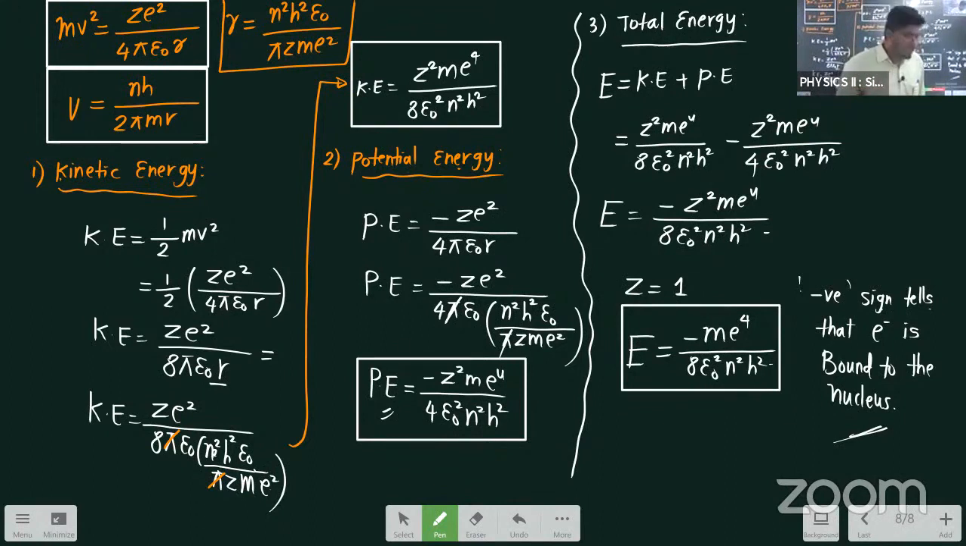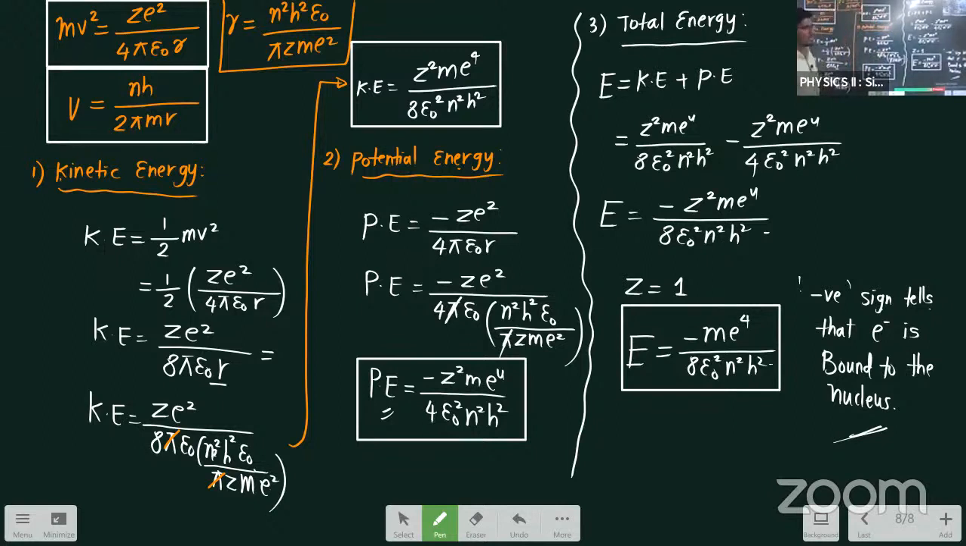Next, we studied the limitations of Bohr's model. Bohr's model is applicable only for hydrogen-like atoms. He was unable to explain the Zeeman and Stark effects. He was unable to explain why we should only consider the circular orbit, why not the elliptical orbit. Further, what was one more thing? He was unable to explain the fine structure of the spectral series of the hydrogen atom. Next, we discussed the expressions for the radius and total energy of an electron revolving around the nucleus in the case of the hydrogen atom.